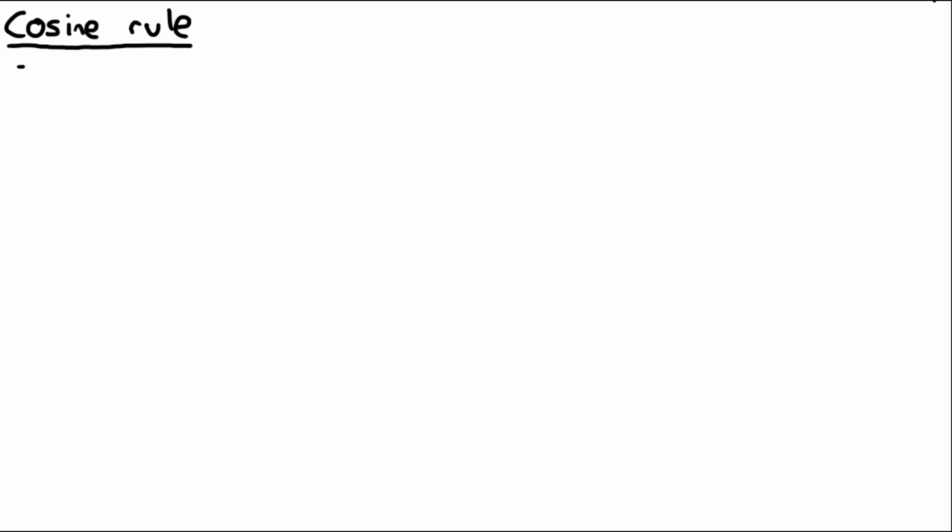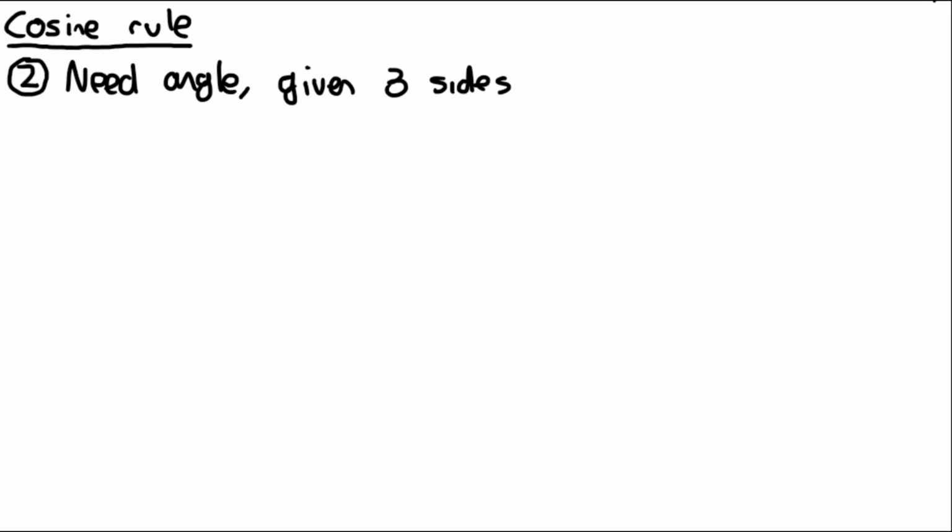The second instance in which you can use the cosine rule is when you need an angle and you're given all three sides of the triangle. Now, there's another way of writing the cosine rule by making cos A the subject, and the book says you should use this version when you have three sides and you need an angle.